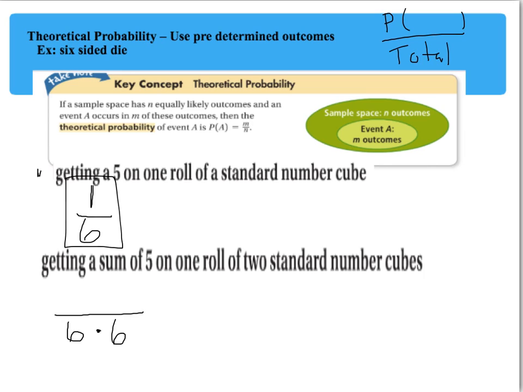Now, getting a sum of 5 when you roll 2 number cubes. So now you have to think, how many sums of 5 could you have? And I wrote those outcomes over on the side. So let's say that red is one die and blue is the other die. I could roll a 1 and a 4, a 2 and a 3, a 3 and a 2, or a 4 and a 1. So that's going to be my 4 different outcomes here, because I have 4 different options to have a sum of 5. So now when I simplify this, this will be 4 over 36, which is going to be 11%.